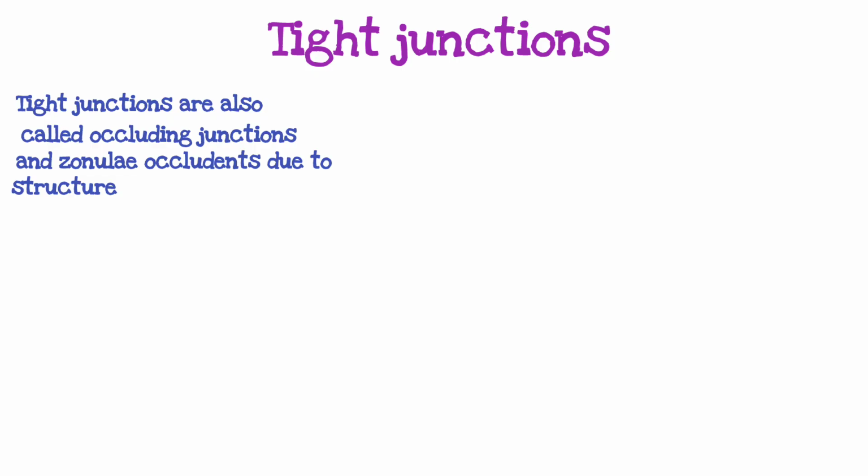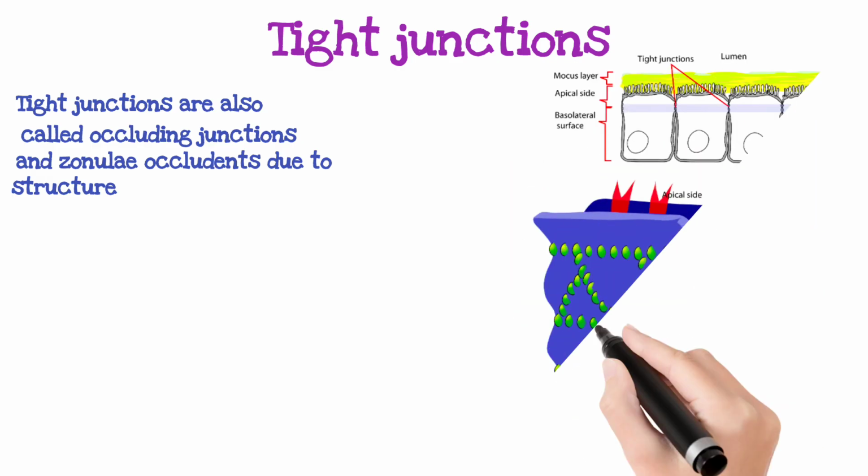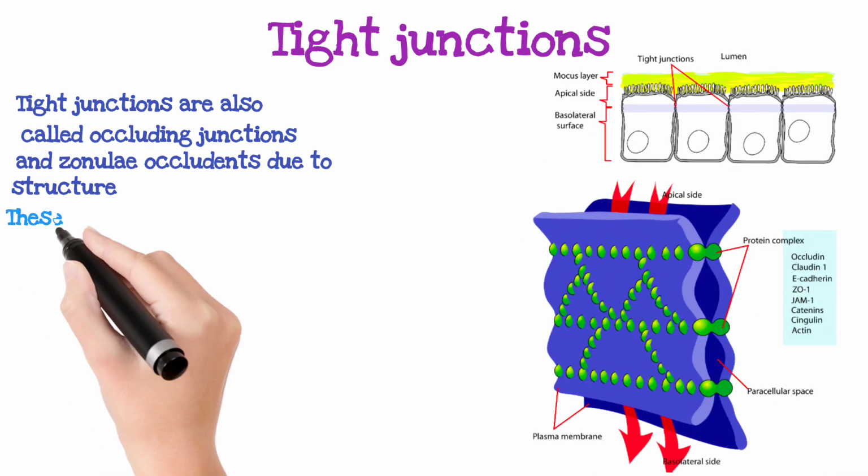Zonula occludens. This term comes from Latin. Zonula means small belt, or band, indicating that tight junctions form a continuous, belt-like structure around the cell. Occludens means occluding, or blocking, referring to their role in preventing leakage between cells.